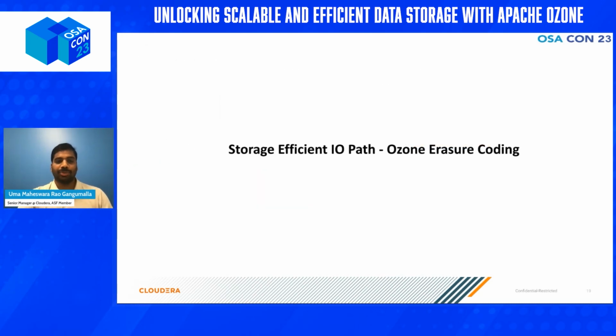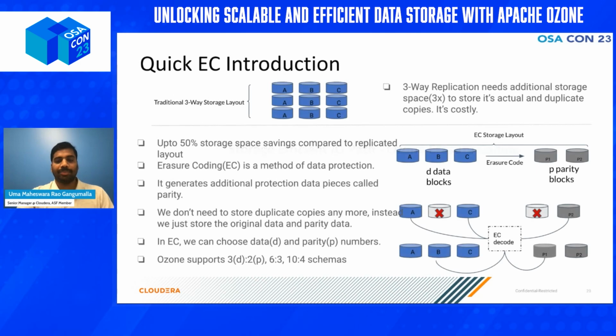Okay, next we have another IO layout. In this IO layout, we use erasure coding underneath. This is a quick comparison between three-way replication and erasure coding. In three-way, you need to maintain three duplicated copies of the data in the cluster. It's costly, right? You need to have large hardware to handle this.